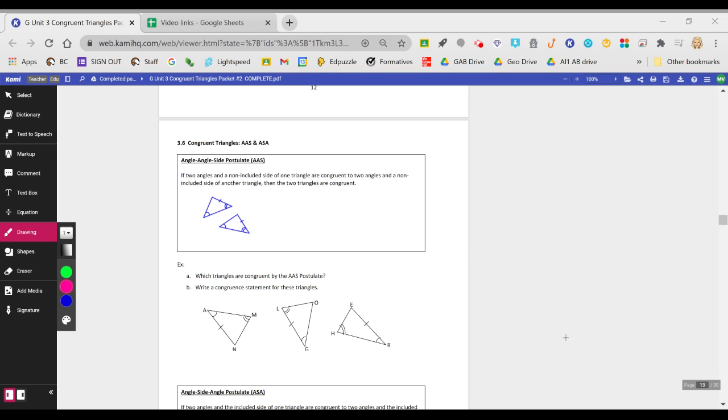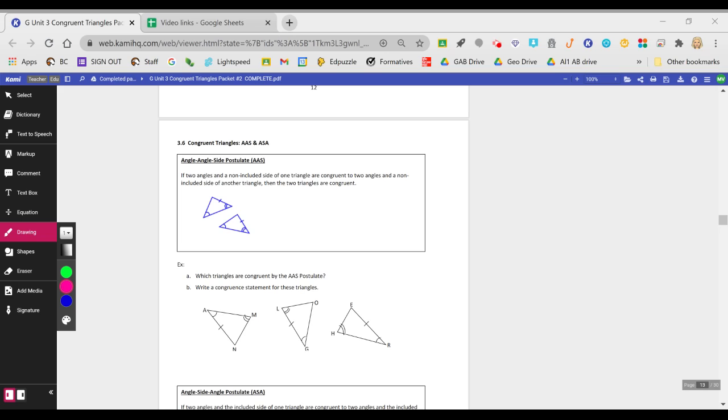Hello everyone, we are back again to go over congruent triangles. So today we're talking about angle, angle, side, and angle, side, angle. Angle, angle, side is when I have two angles and a side that is not the included side of the triangle. So this is different than when we had two sides and one angle.